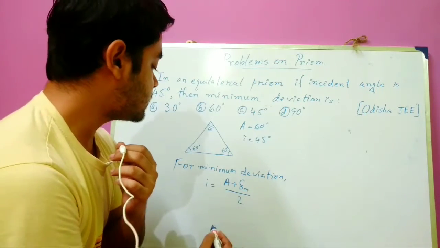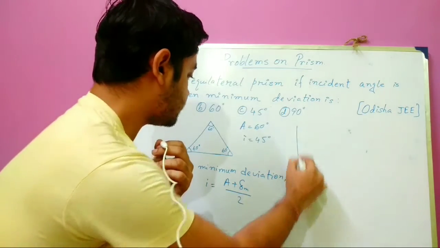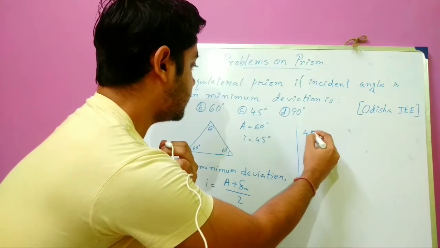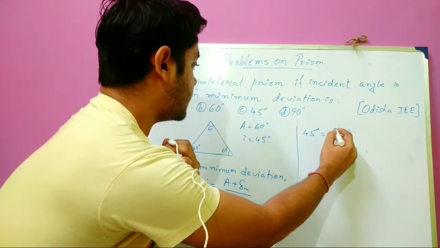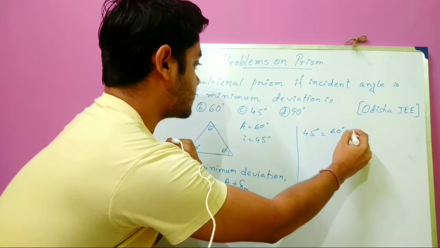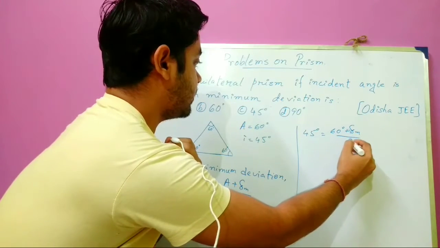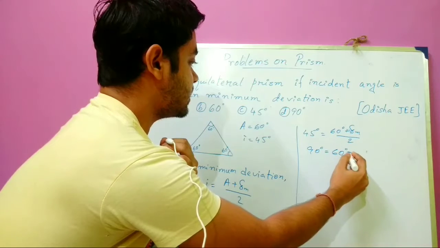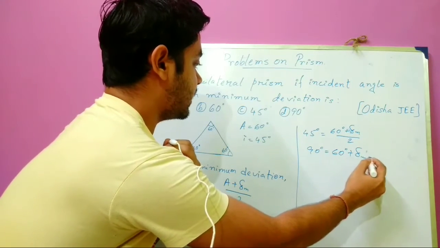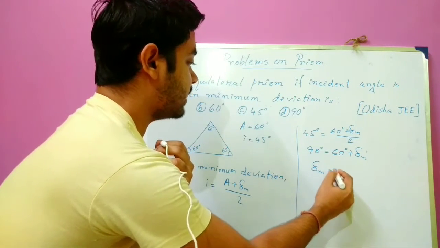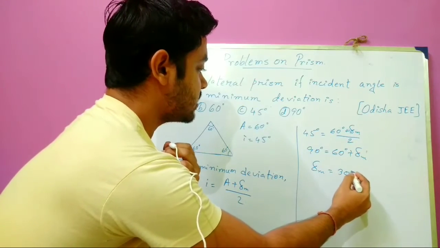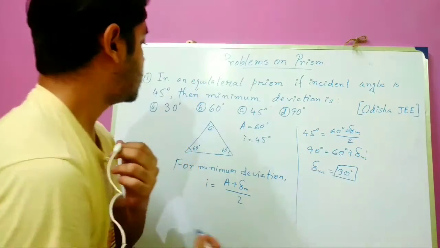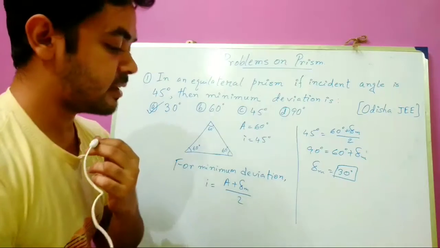Now put this value. I is 45 degree equal to (A is 60 degree plus delta M) divided by 2, or 90 degree equal to 60 degree plus delta M, or delta M will be 90 degree minus 60 degree, that is 30 degree. So option A is the right answer.